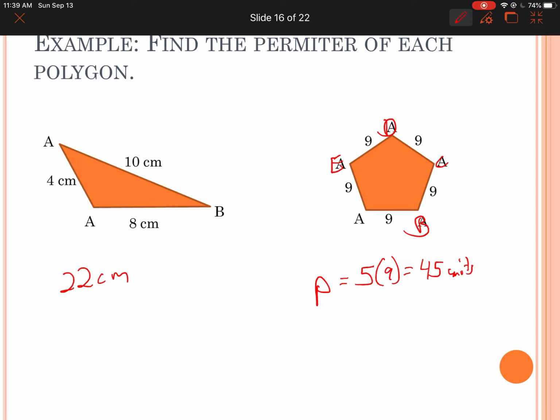So polygons we can name by their vertices. So we could have called this pentagon A, B, C, D, E. You always want to list in order. You don't want to do A, C, E, D, B. They always have to have consecutive angles, so this is a no-no.